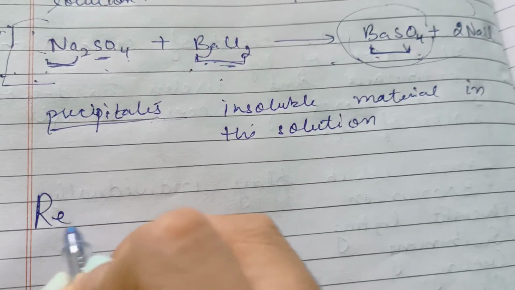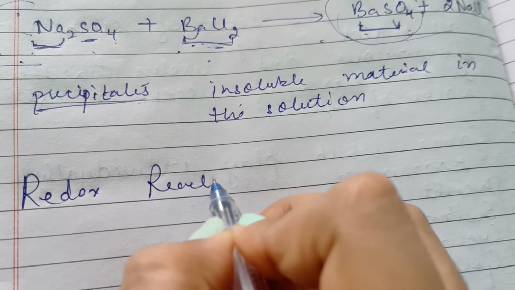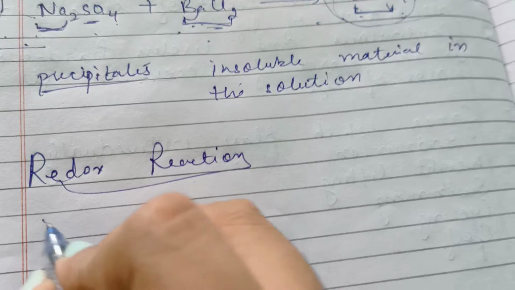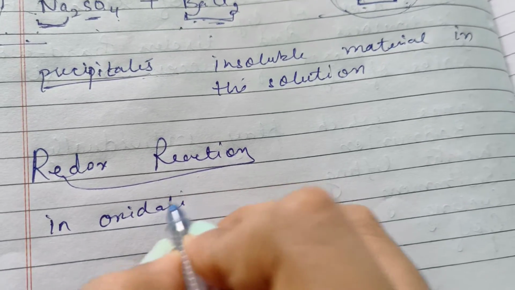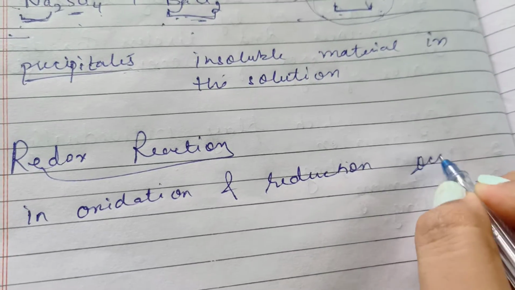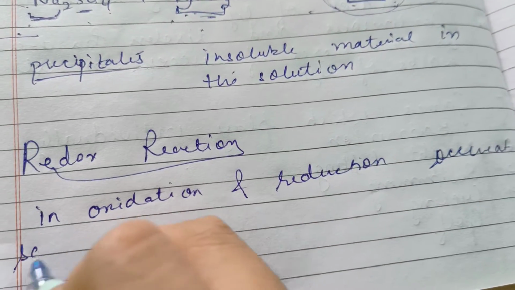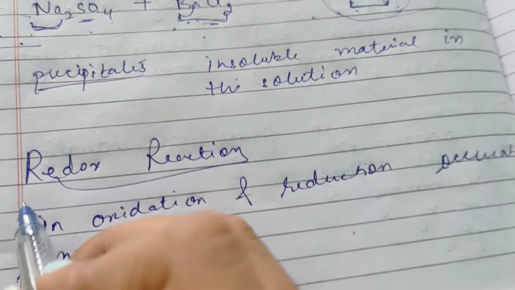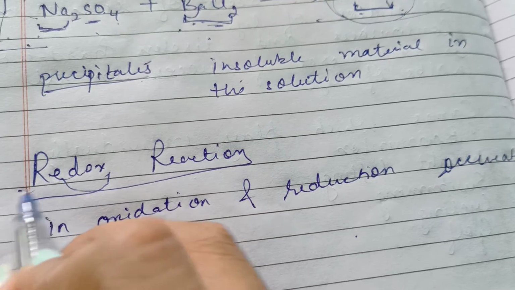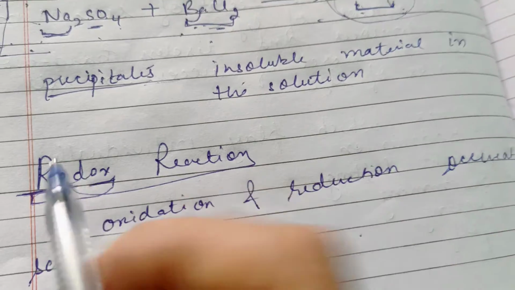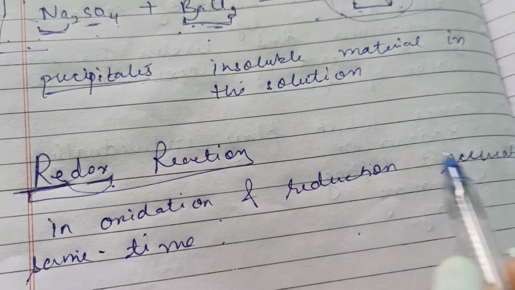Next is redox reactions. So what are redox reactions? Redox reactions are those in which oxidation and reduction occur at the same time. Okay, so redox means red stands for reduction, ox stands for oxidation. So redox means the reaction in which oxidation and reduction occur at the same time.